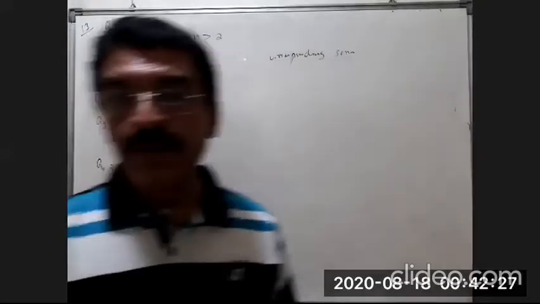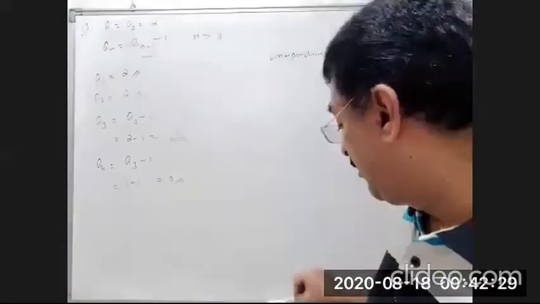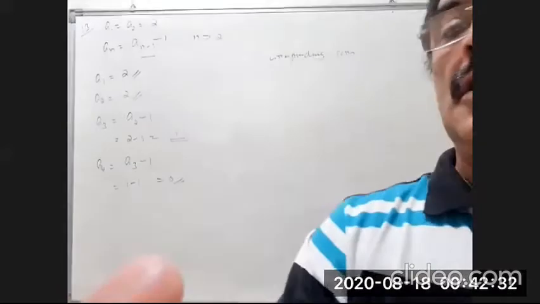Write the previous 2 terms. Then write the next 2 terms. Next term, a_5. Then write the series.